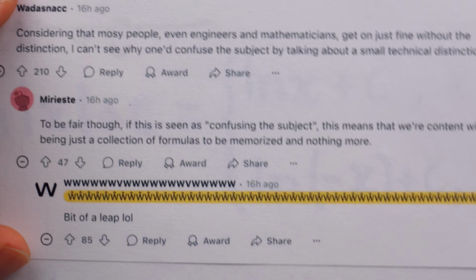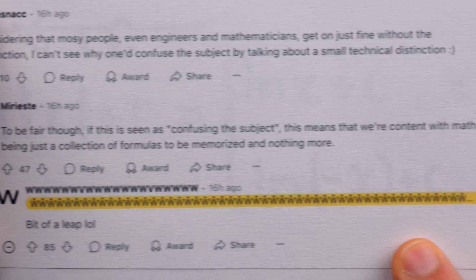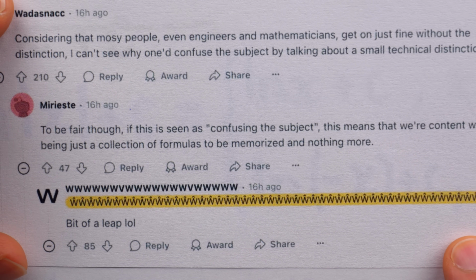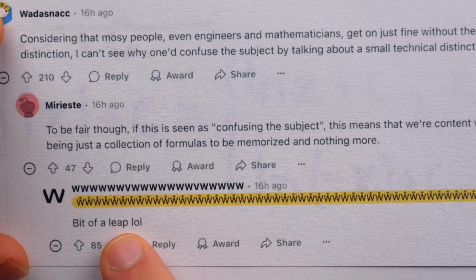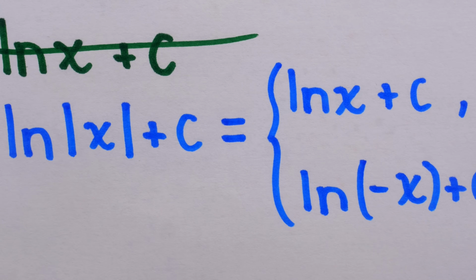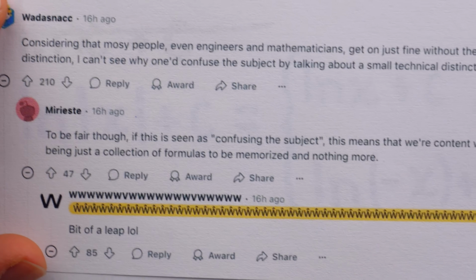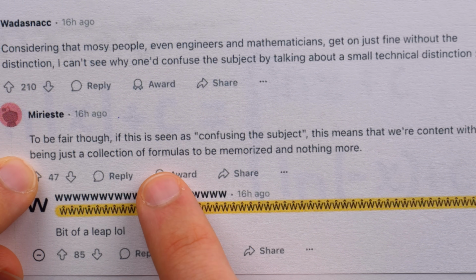Someone replies here, "To be fair though, if this is seen as confusing the subject, this means that we're content with math being just a collection of formulas to be memorized and nothing more." Bit of a leap, I have to agree. Whether or not this particular aspect of glossing over technicalities is justified, I wouldn't say that accepting it means that we're content with math being just a collection of formulas.